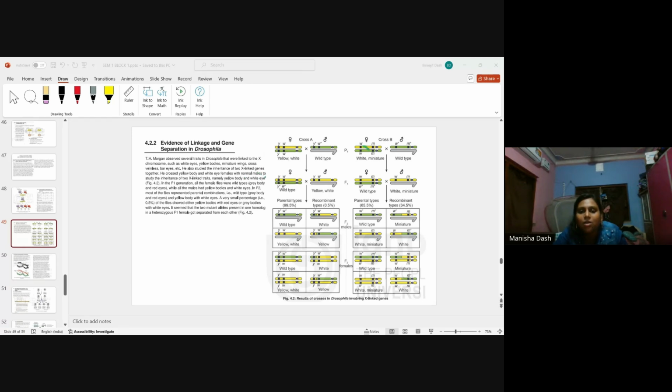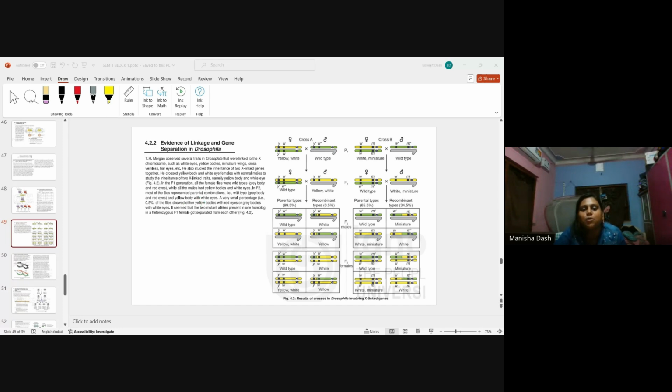But if the genes are far away from each other, or there is a distance between the genes, then they can undergo crossing over like this. So let's say here the character is approximately 65% parental and 35% recombinant. So depending upon the distance between the genes, either the genes will exhibit linkage or they will exhibit recombination or crossover. So the lesser the distance between the genes, the higher the linkage. See, it is very simple.